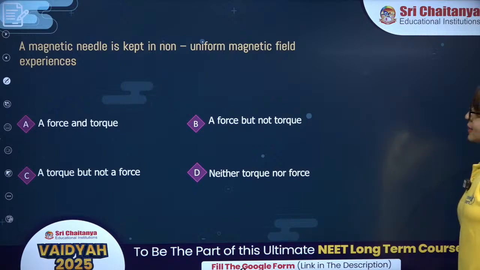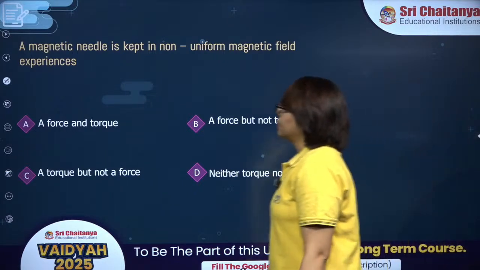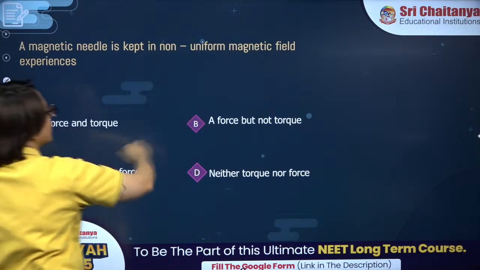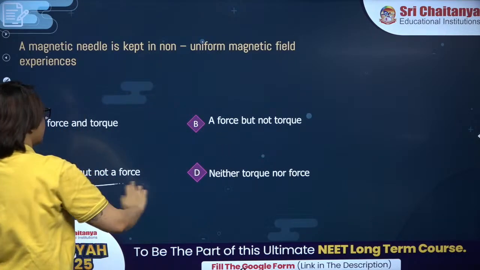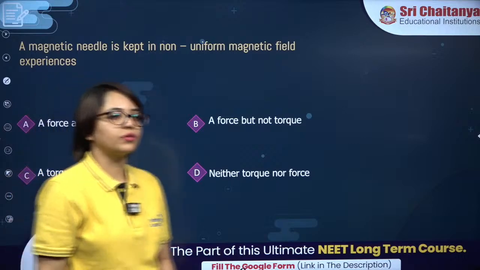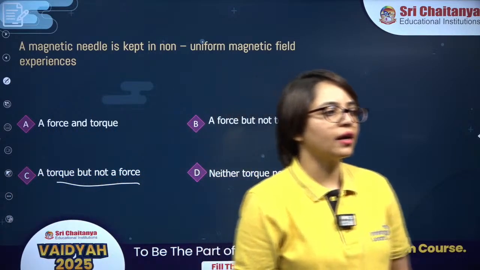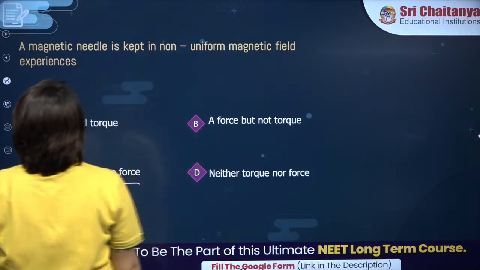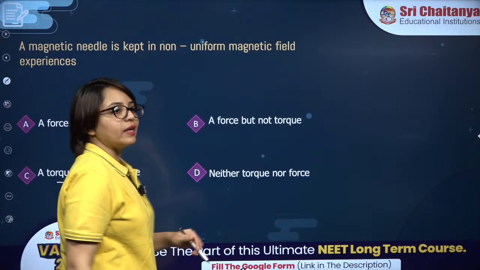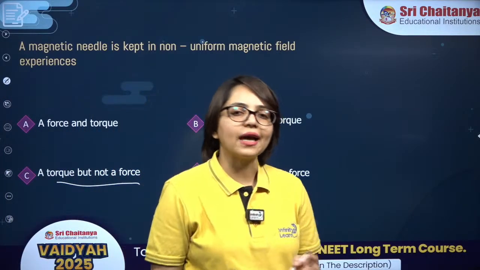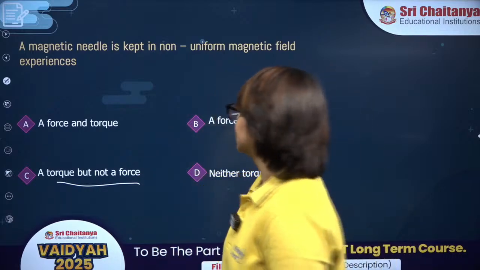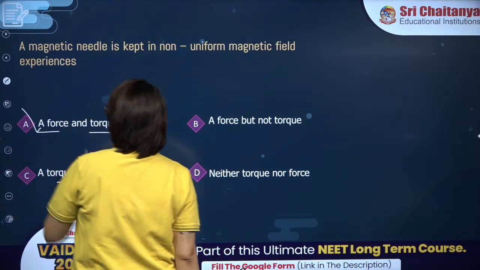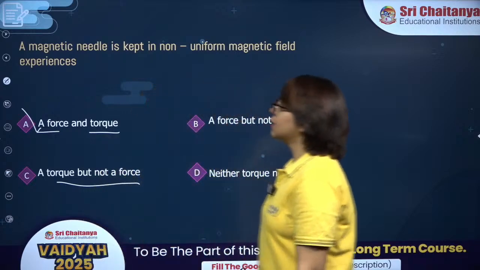A magnetic needle kept in a non-uniform magnetic field experiences: a force and a torque, a force but not torque, a torque but not a force, or neither torque nor force. Hello everyone. This is a non-uniform magnetic field. So the magnetic needle will experience both force as well as torque. So correct answer is option A.